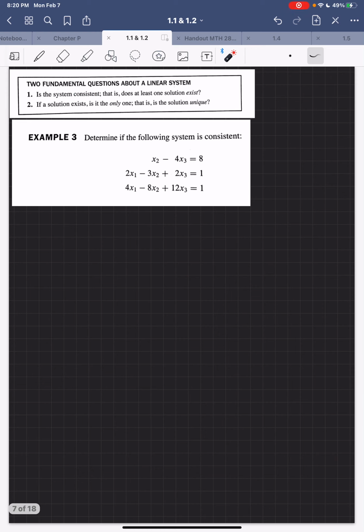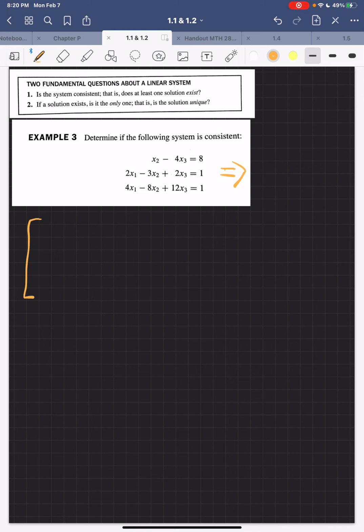Okay, so let's read example 3, and let's pay attention to the wording, because the wording will get you in this class. It says, determine if the following system is consistent. Well, at this stage, it's pretty easy, but as time goes by, it's going to be hard to remember that consistent translates into at least one solution exists. Okay? Now, in this class, we don't want to go through and solve this system algebraically. It's not too hard, but it is time consuming.